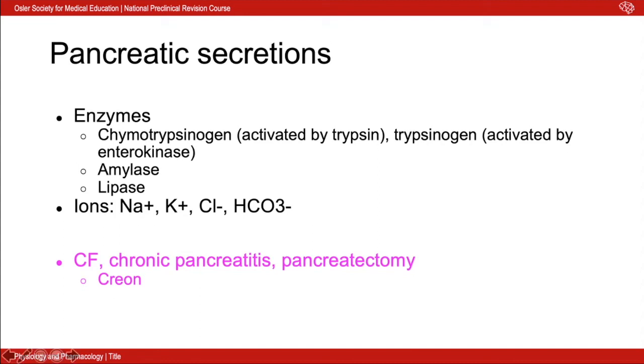And for each of these conditions, you want to give the patient Creon. And Creon is basically a small pill that contains protease, lipase, and amylase, all in that pill. It's just a supplement to prevent malabsorption.